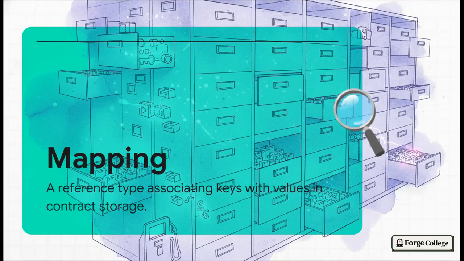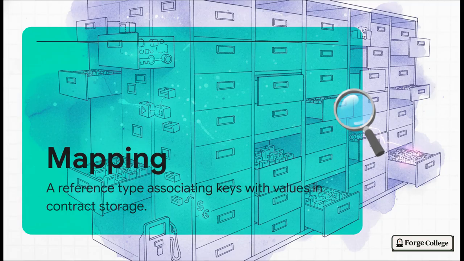Now, before we even think about looking at code, we really need to get the right mental model locked in. If you remember our previous lesson on the edge cases and best practices for data structures, we explicitly warned about alias mutations in memory. I want you to keep that in mind, because a mapping is a reference type that associates keys with values entirely in contract storage. Mappings never, ever live in memory. Actually, if you try to instantiate a mapping in memory, the compiler's basically just going to laugh at you.